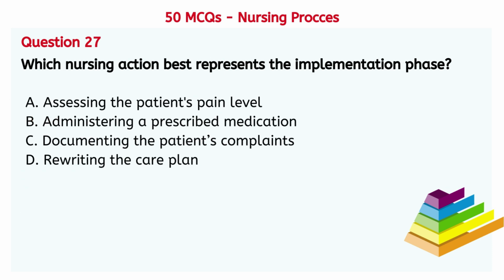Question 27. Which nursing action best represents the implementation phase? The options are: A. Assessing the patient's pain level. B. Administering a prescribed medication. C. Documenting the patient's complaints. D. Rewriting the care plan.